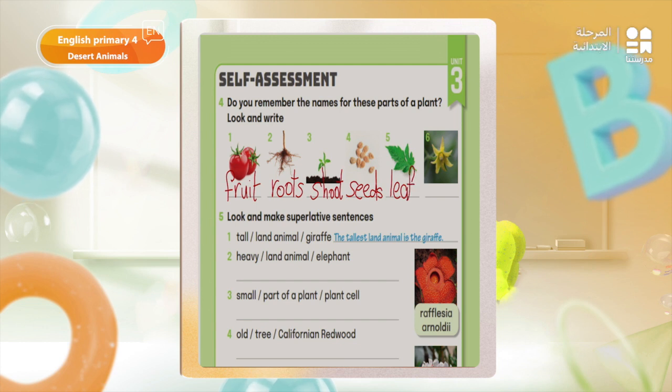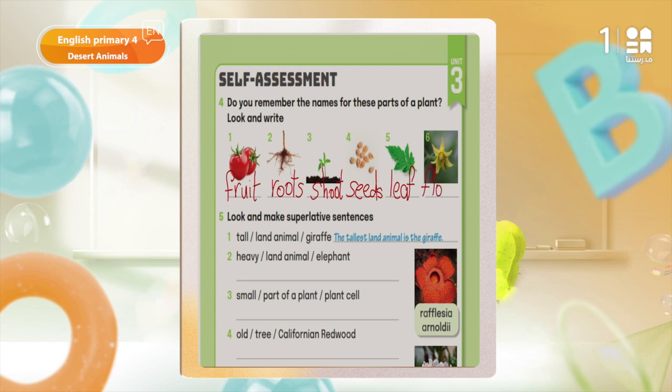Number 6 and it's the last one. Very good. The flower. Excellent. So let's write together the word flower. I want you to concentrate on the spelling of the words. Now, let's move to exercise number 5. You will look and make the superlative form.